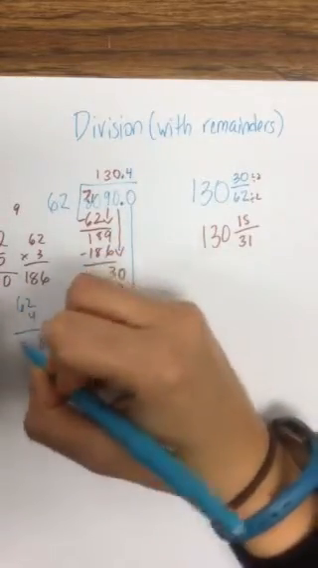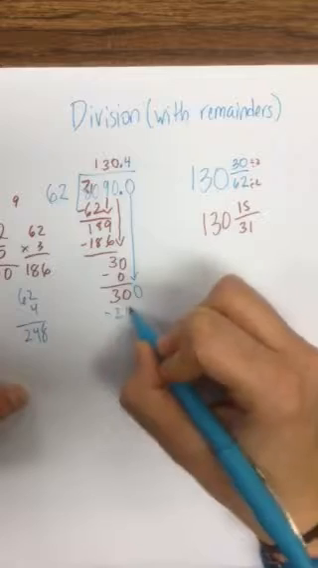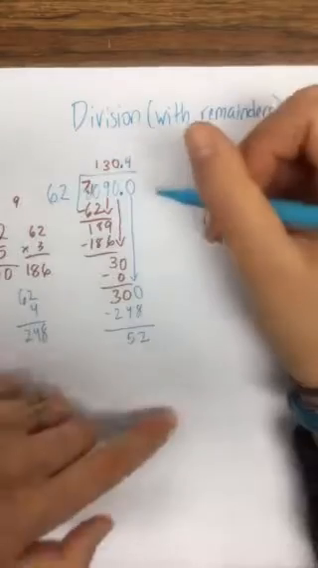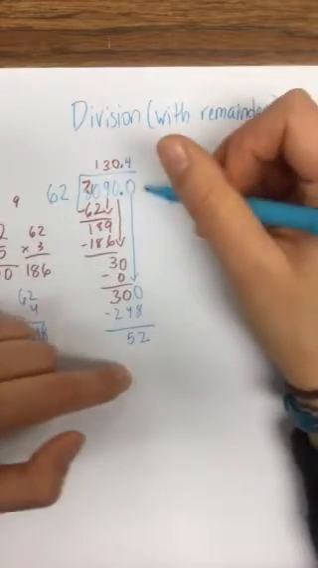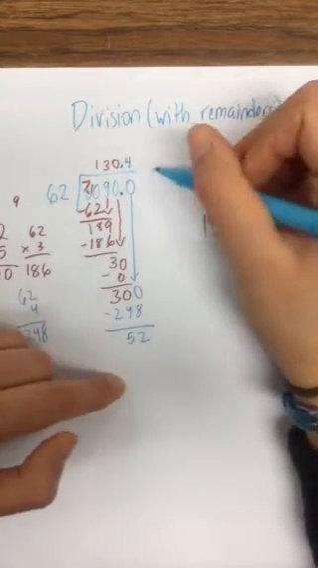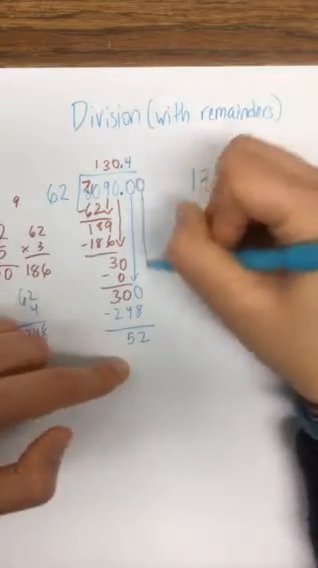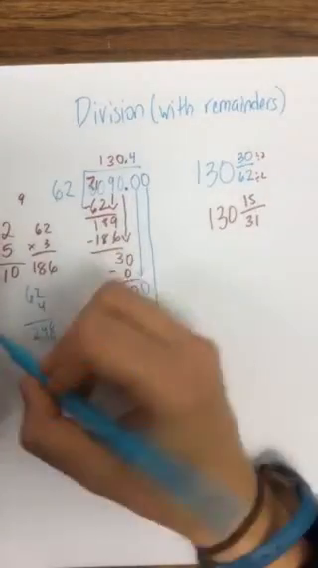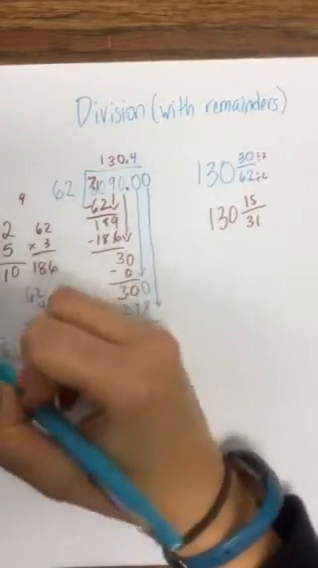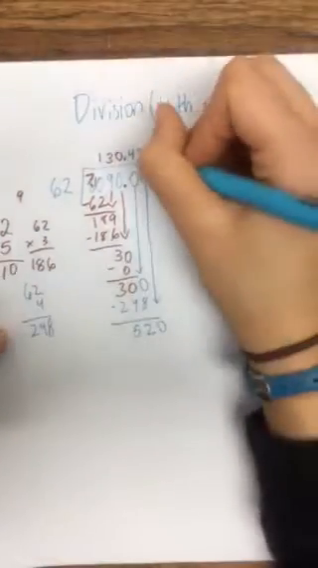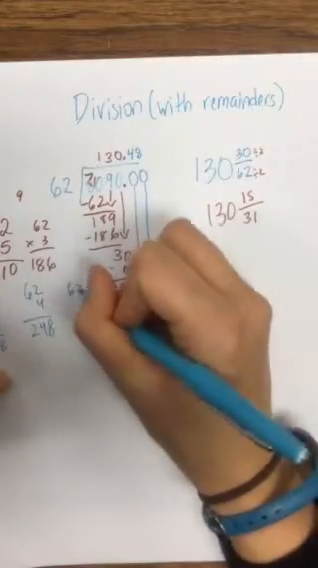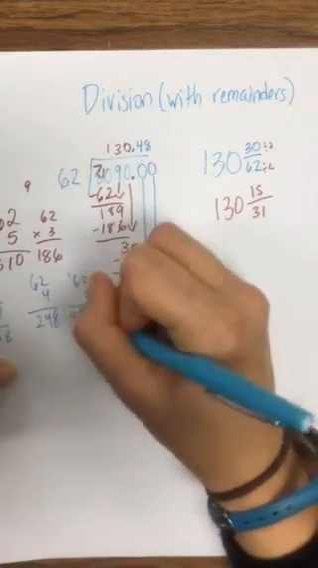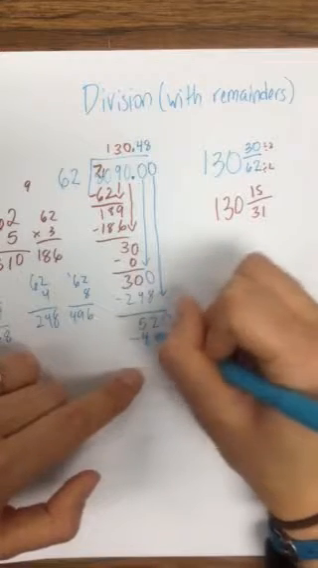62 times 4 is 248. So I know that will equal 52. Still have a remainder, so you keep going until you have no remainder, or I usually say after 3 spots after the decimal. I repeat, add another 0, bring it down, 520. I don't know, let me try times 9. 558, a little bit too big, so it has to be times 8. 62 times 8 is 496. Subtract 496.